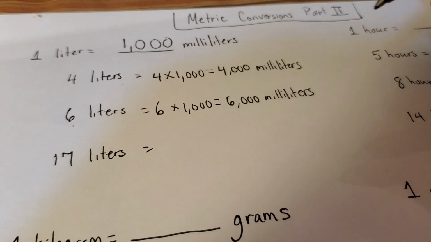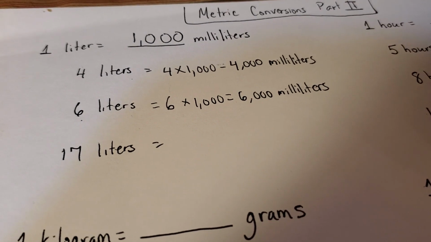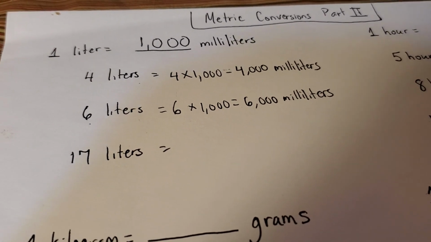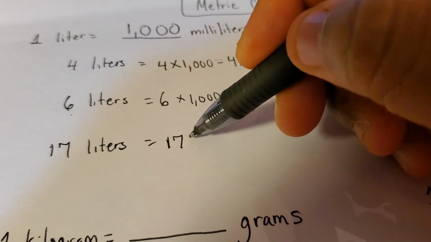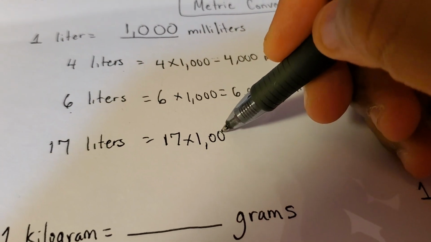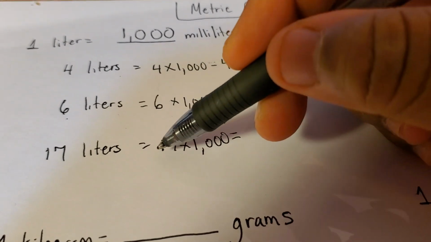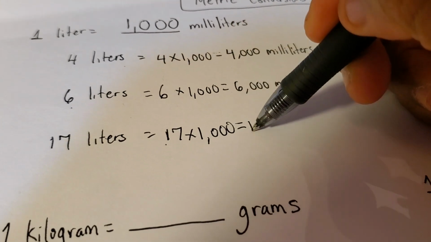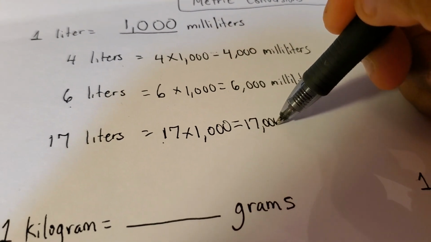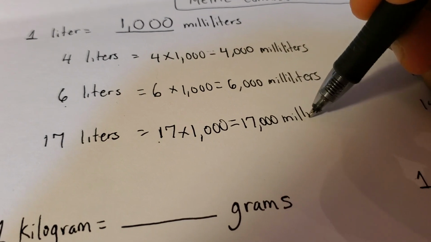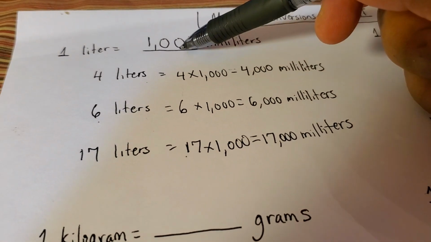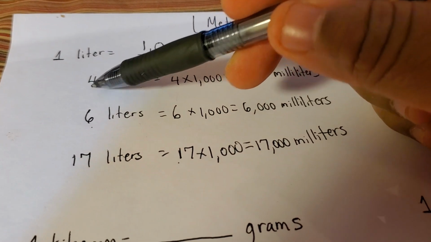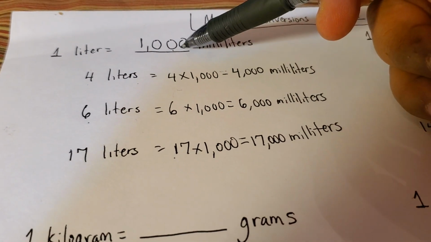So what about 17 liters? Okay, what would I do there? Well, same strategy. I would use the 17 and multiply it by, you guessed it, 1,000. And that would be 17,000 milliliters. Okay, so the strategy is using the number of liters times the conversion here.